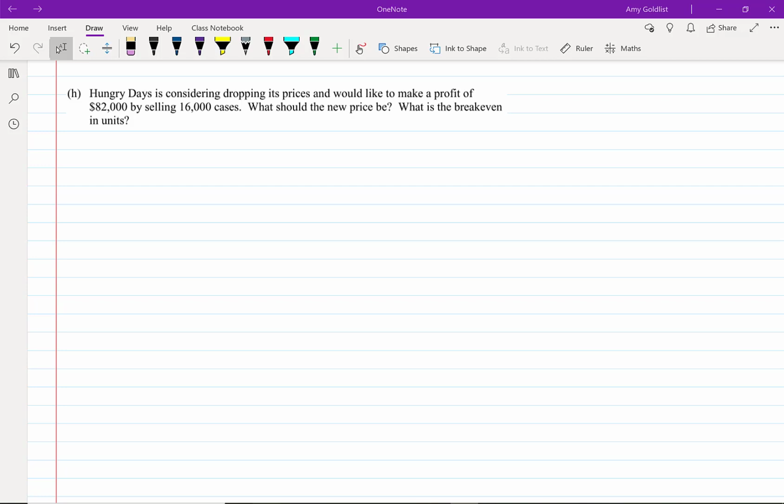So now things are changing. Our price is not $12 anymore. Our price is something different. So we're going to need a new profit equation. Always start with profit equals revenue minus costs.